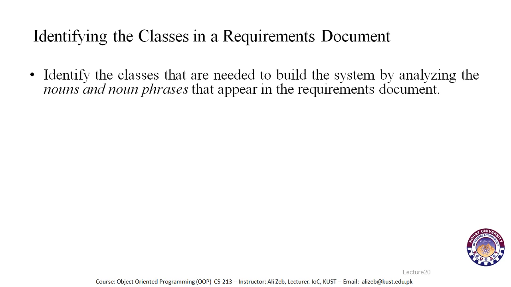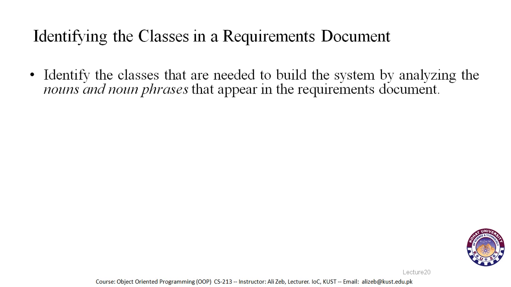How do we identify the classes? Now there can be hints that are provided within the requirements document. For example, identify the classes that are needed to build the system by analyzing the nouns and noun phrases that appear in the requirements document. In a first case, what you can do is pick all of the nouns and noun phrases that are there in the requirements document. These can be your potential candidates for classes.